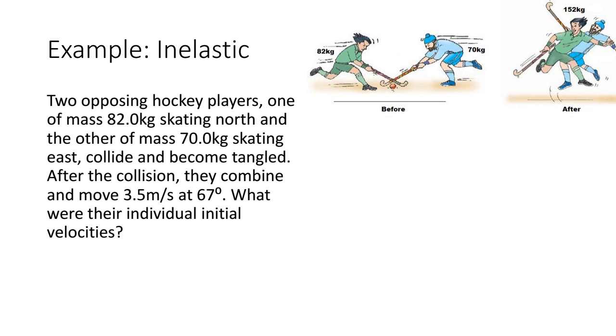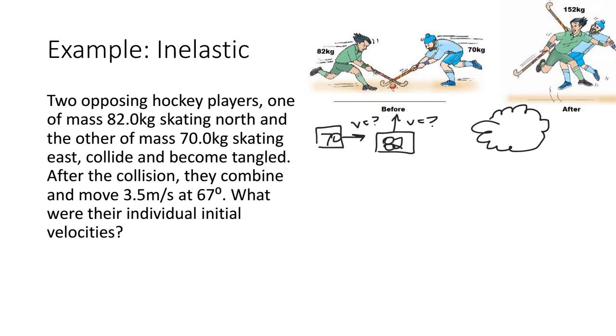Nice. Let's try our next one. We have 2 hockey players, one with a mass of 82 skating north and one with a mass of 70 skating east. They move and collide together into like a big squish right here. Their total mass together is 152, and they move off at a velocity of 3.5 at an angle here of 67 degrees. And we want to know, what were their initial velocities?